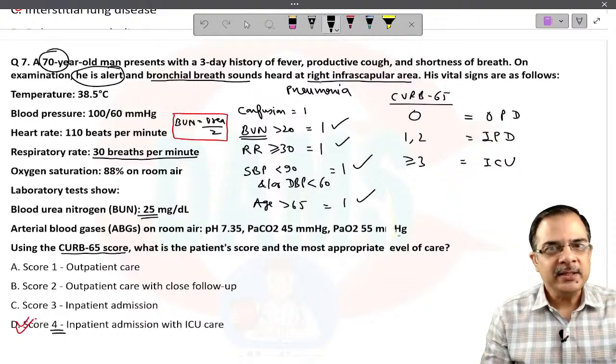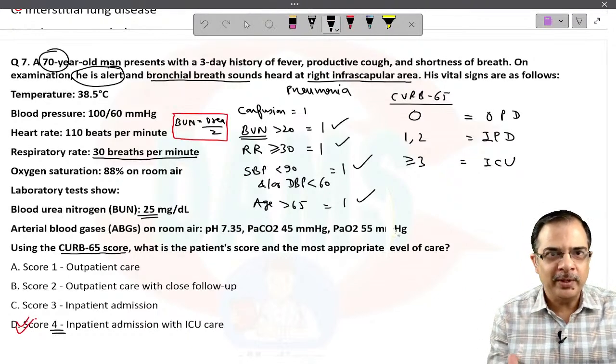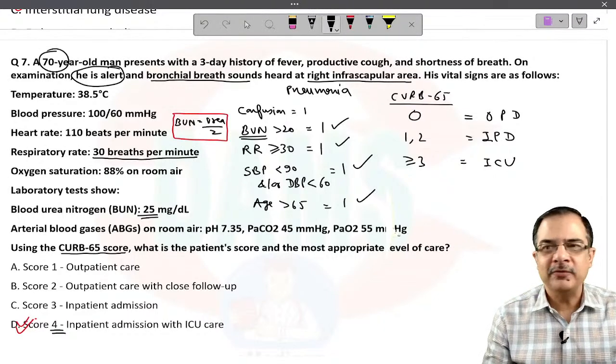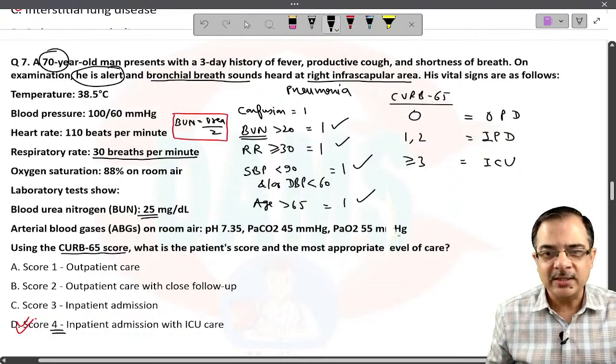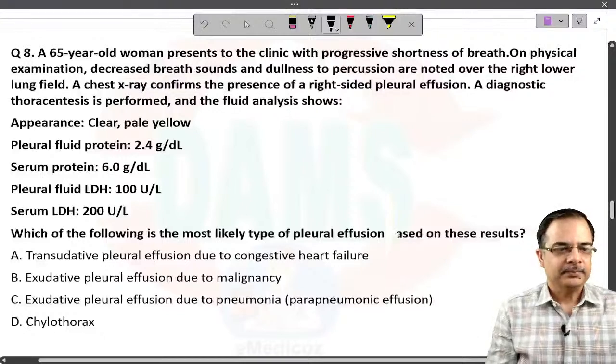Answer is D. And these are the areas where mistakes happen. Even if you know the topic, you know the concept, still without reading the question carefully, there is a chance that your answer will be wrong. Now come to question number 8.